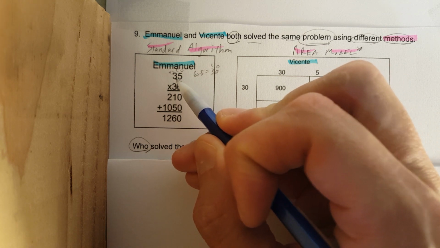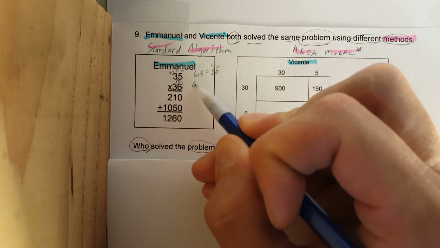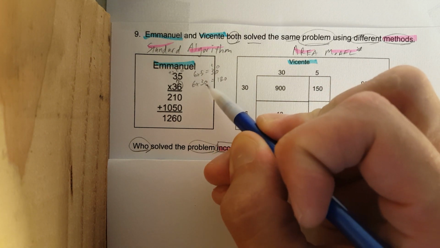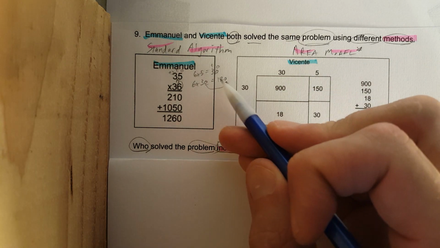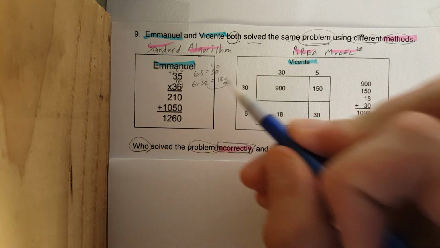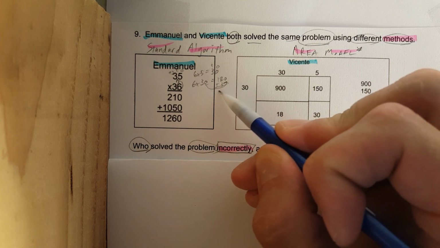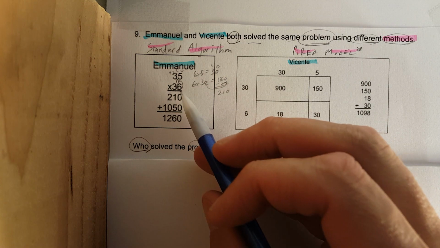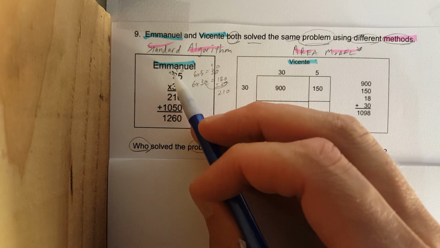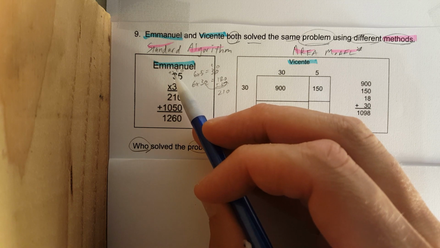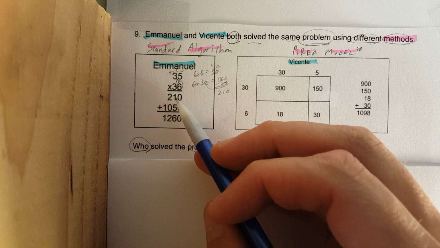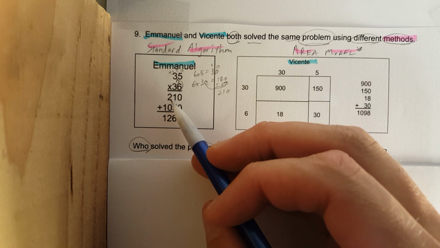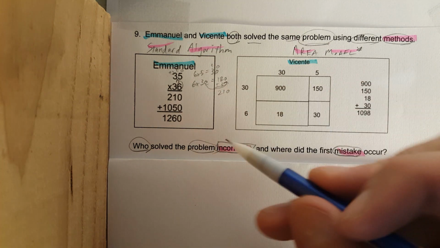This isn't 6 times 3. This is 6 times 30, which is 180. But now we need to add the 3 tens. So if we add the 3 tens, you get 210, which you get right there. Okay? 6 times 5 is 30. Put the 0 there. Carry the 3. 6 times 3 is 18. Plus 3 more tens. 18 tens plus 3 tens is 21 tens, or 210. Let's go to the next one.